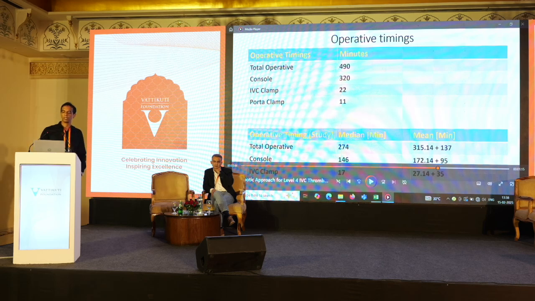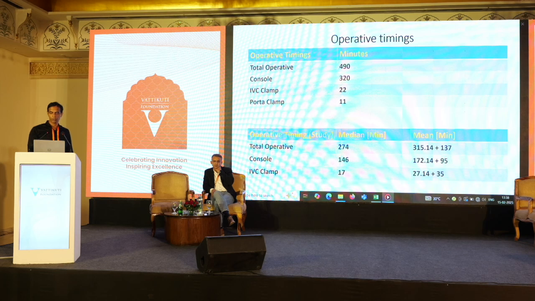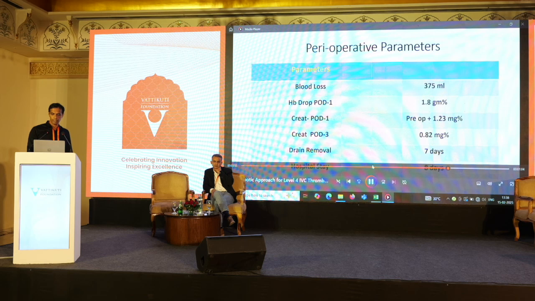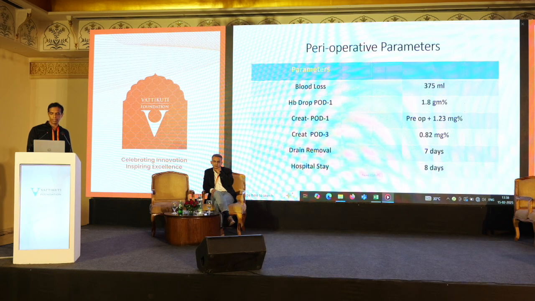IVC clamp time is 17 minutes, which is almost similar to this case, which was a level 4 thrombus. So moving forward, in this case, the perioperative parameters were: the blood loss was 375 ml, and the hemoglobin drop was 1.8 gram.